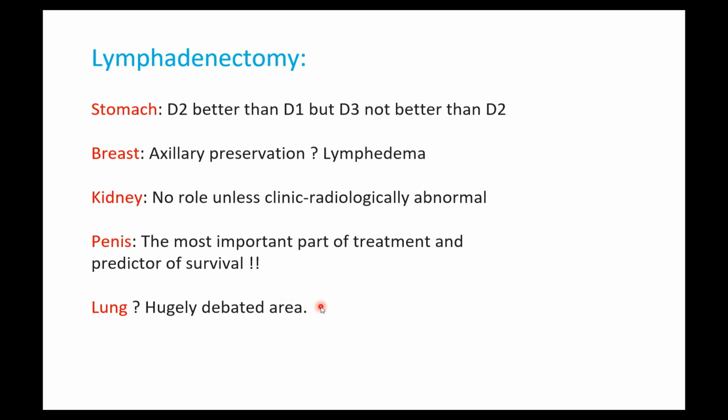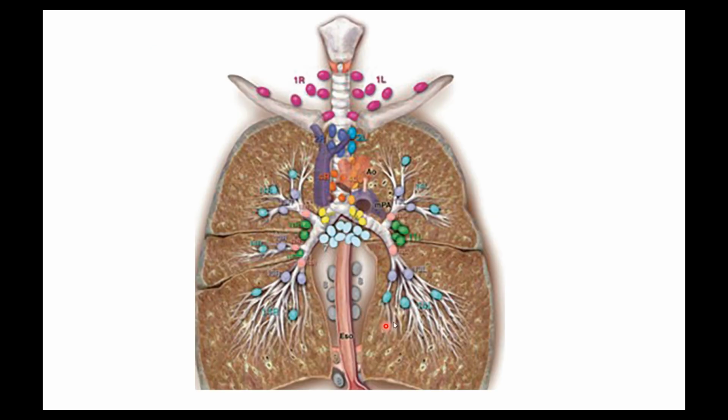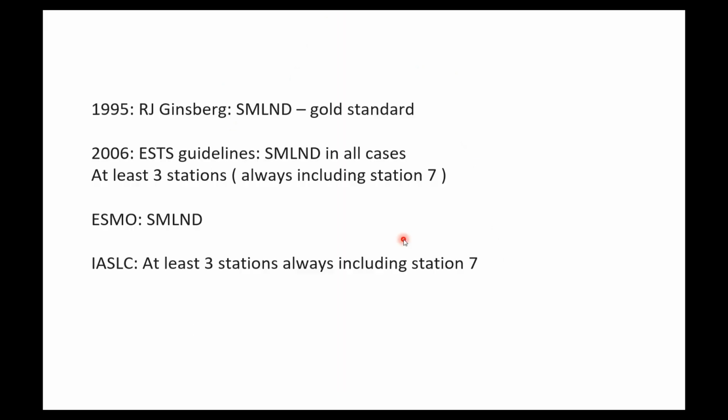So such is the concept of lymphadenectomy. For some cancers, it is done only for staging. For some cancers, it is done as a therapeutic procedure. In lung also, it is a hugely debated area. So how has the management of lymph nodes evolved for non-small cell lung cancers over the past few years? So this is the lymph nodal map. Stations 2 to 9 constitute the mediastinal lymph nodes, stations 10 to 14 constitute the intrapulmonary and hilar lymph nodes. In 1995, R.J.